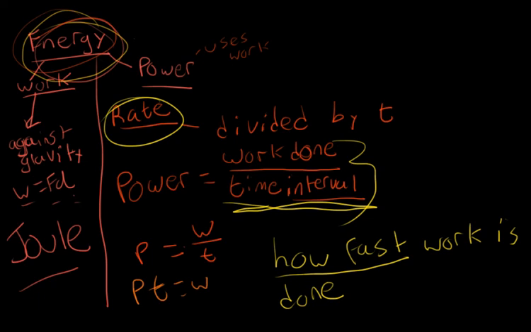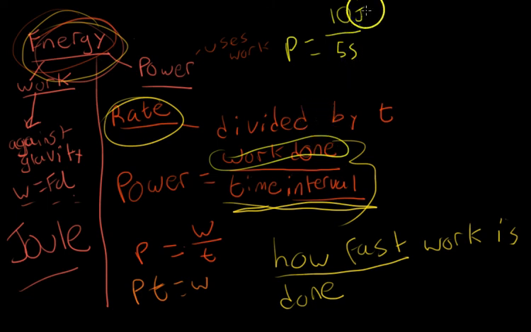And then let's do a little practice problem, one I'll just think of off the top of my head. Let's set up our P, and then we'll say person X does 10 joules of work. So we put 10 joules of work up top, because that's our work done, in a total of 5 seconds. Okay?